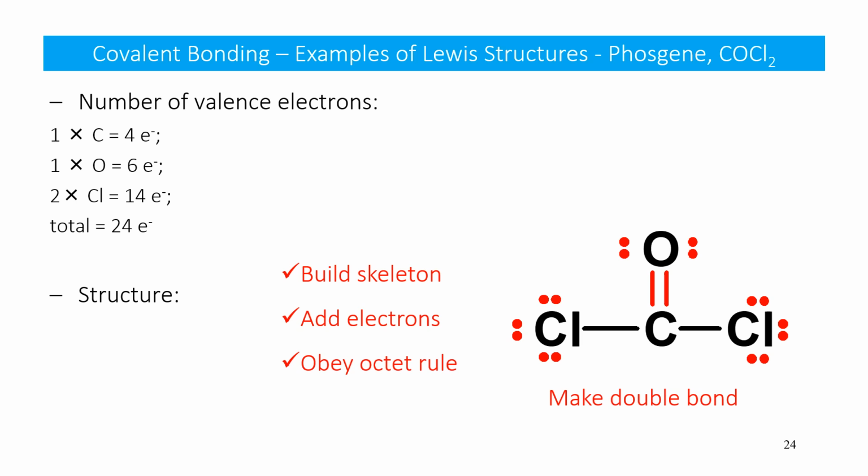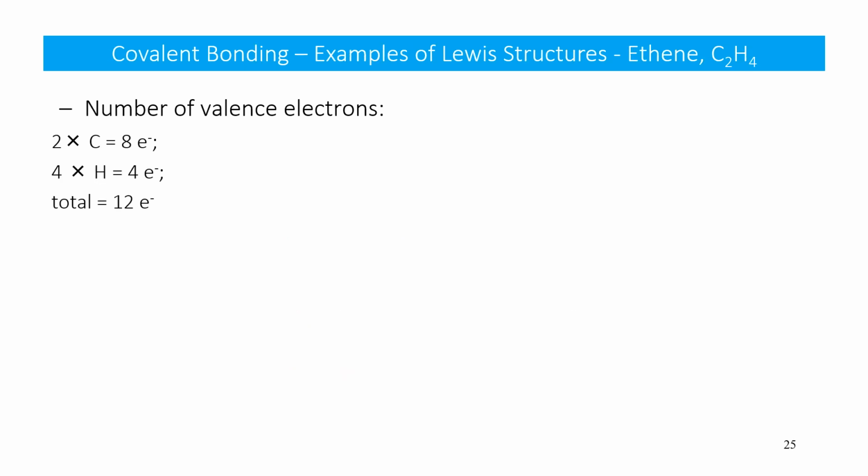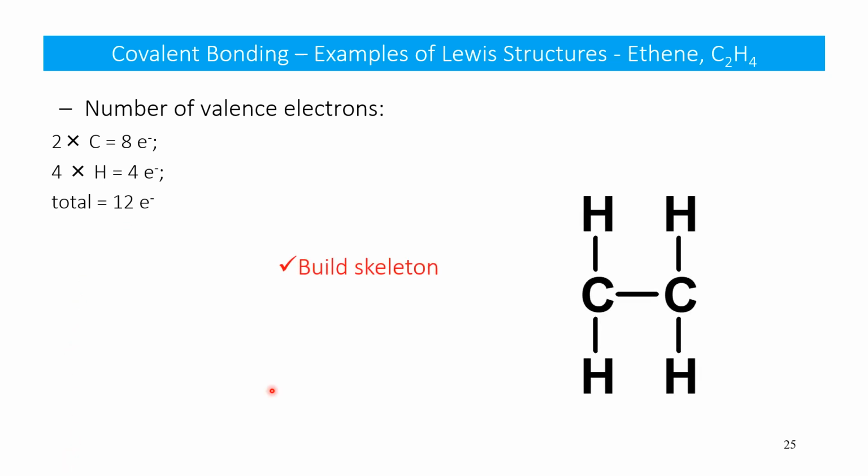Let's look at another species. Ethene is C2H4, and the total number of valence electrons is 12. And when we build the skeleton, we have 2 central carbon atoms flanked by hydrogens. So it's quite a symmetrical molecule. But at the present moment, we only have 1, 2, 3, 4, 5 pairs of electrons. They are shared pairs at the present moment. Yet we need another pair, because 12 electrons equal 6 pairs.